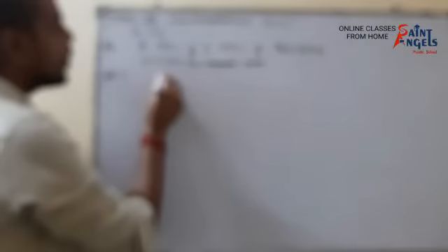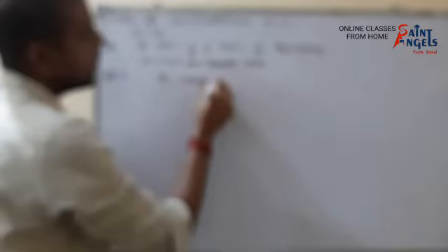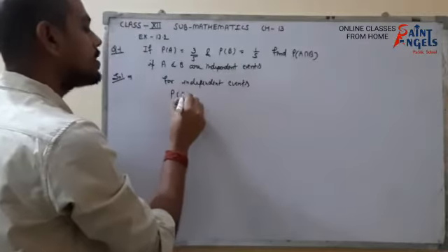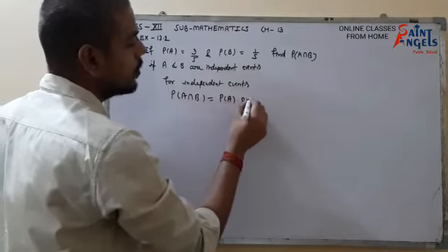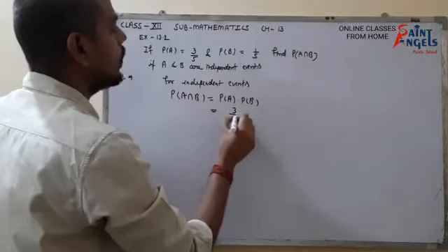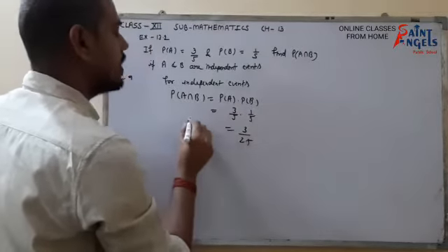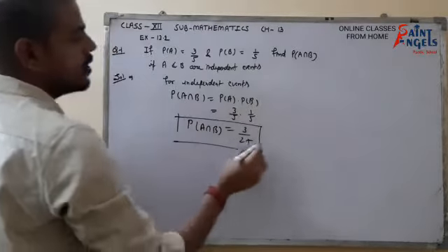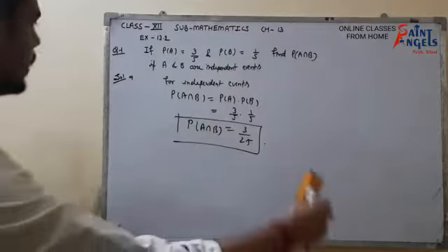So we know that for independent events, P(A intersection B) will equal P(A) dot P(B). Okay, so P(A) is 3 by 5 and P(B) is 1 by 5. So that is 3 by 25. Very simple, this is our answer. P(A intersection B) equals 3 by 25. It is only when events are independent of each other.